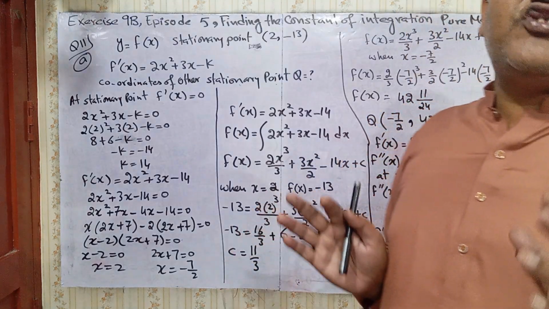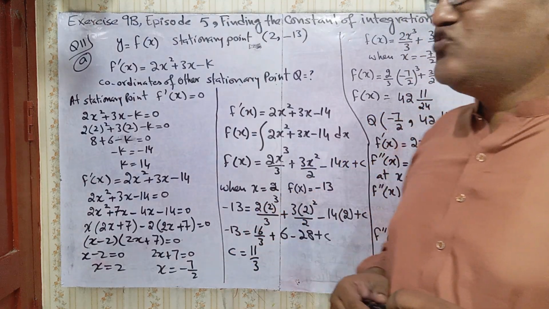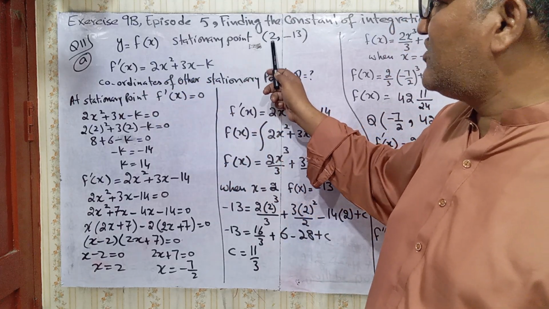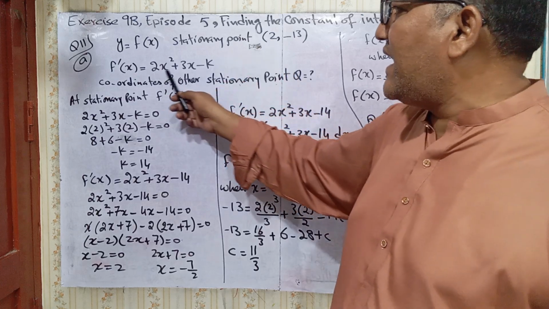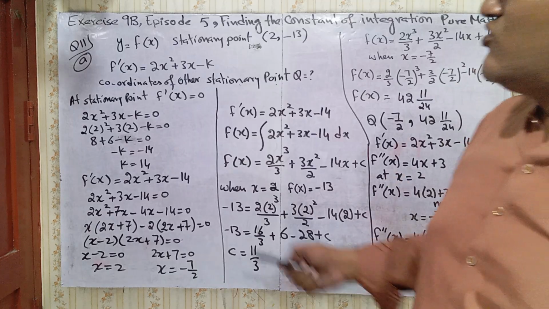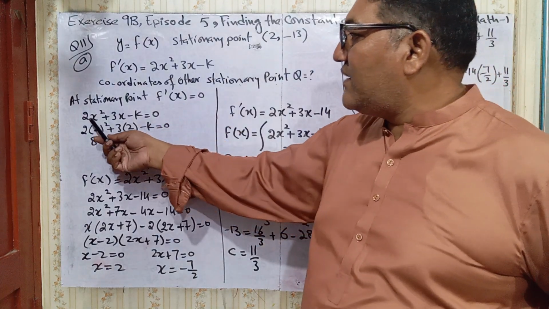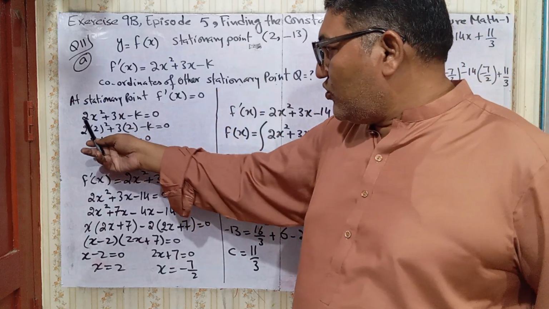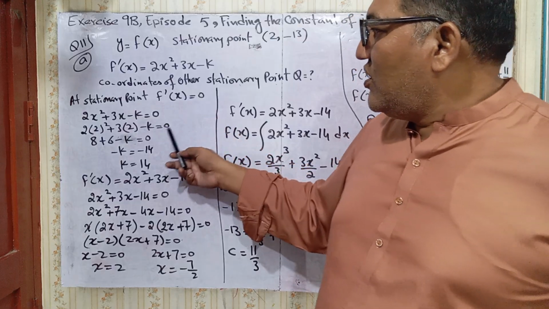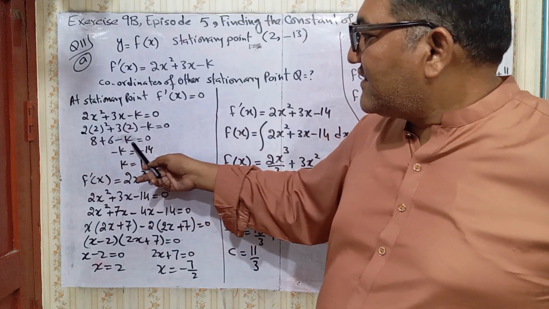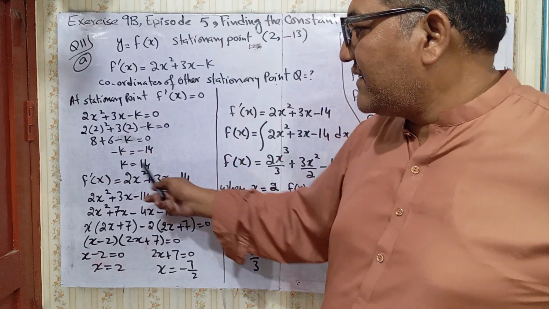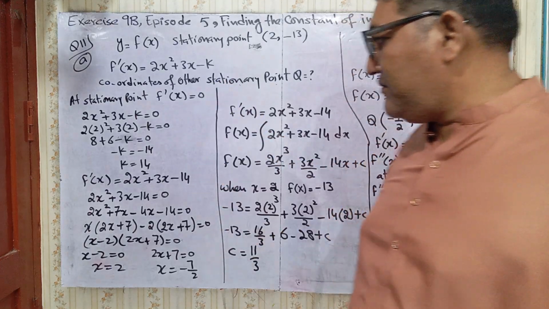At a stationary point, the derivative is equal to 0. So I will make this equal to 0, and I will put x equals 2, because this is the stationary point. So at x equals 2, the derivative will become 0. So we will make this equal to 0, and in place of x, I will put 2. So 2 into 2² + 3 into 2 - k = 0. The derivative at a stationary point must be 0. So you will have 8 + 6 - k = 0. So -k will be equal to -14. Minus minus cancel, so k is equal to 14. Now I know the value of k.